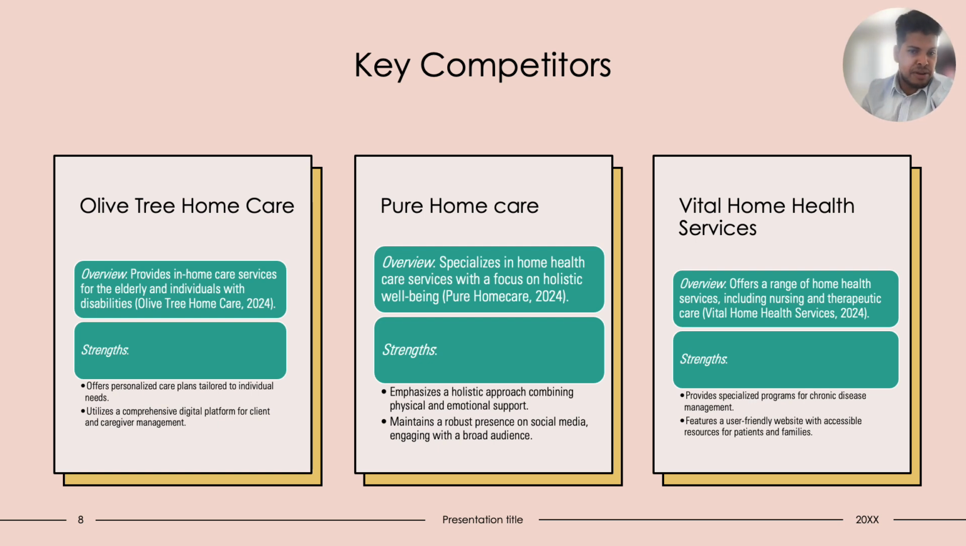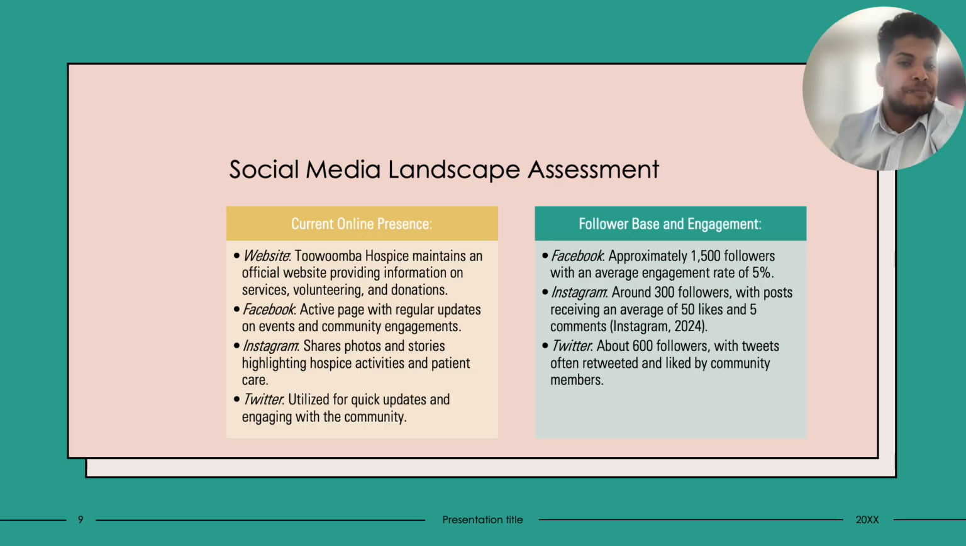For instance, social media can be efficiently employed by a company like Pure Home Care to reach out to several individuals. The website of Vital Home Health Services is also easy to maneuver and helps clients and volunteers. From an examination of these strengths, Toowoomba Hospice can adopt best practices in its endeavor to develop the organization's online presence as well as strengthen its volunteer program.